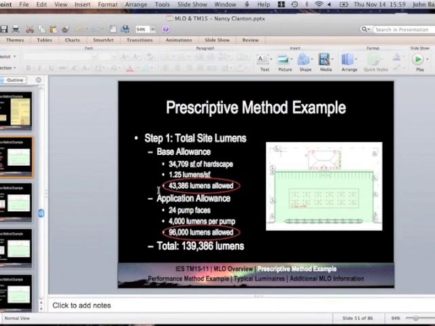Remember, these are tradable. In addition to that, we have 24 pump faces, so we're allowed 4,000 lumens per pump face, for 96,000 lumens that are allowed, and these are non-tradable. These are the use it or lose it. We can only use them for the pump surface areas. But with those two, we would add them up in total lumens of 139,000 plus.